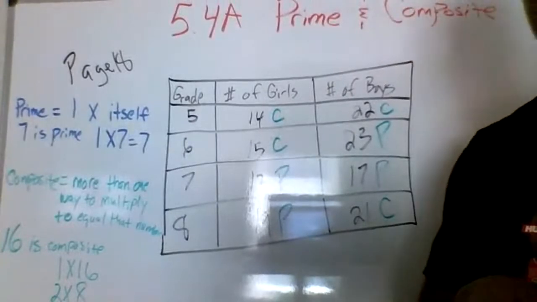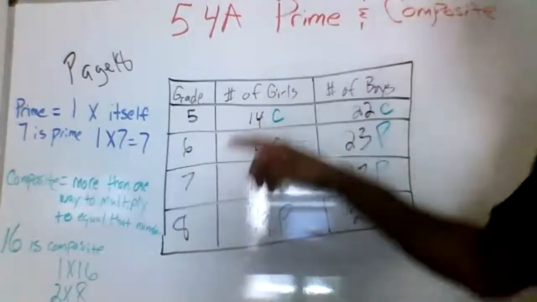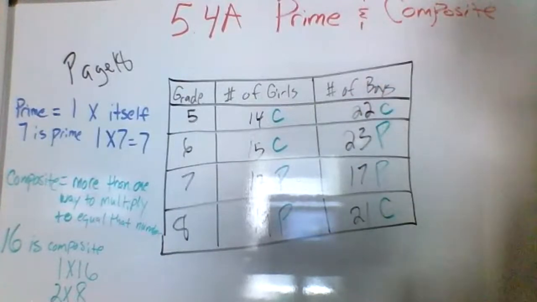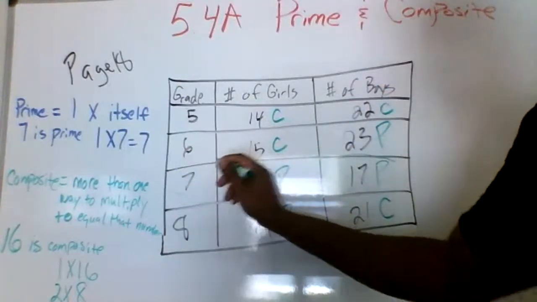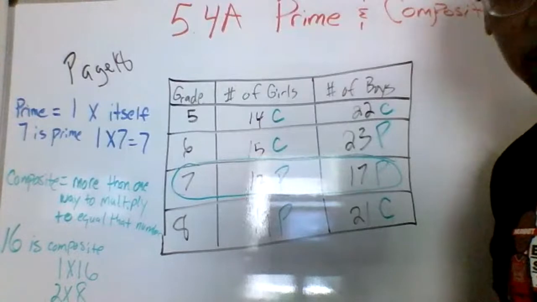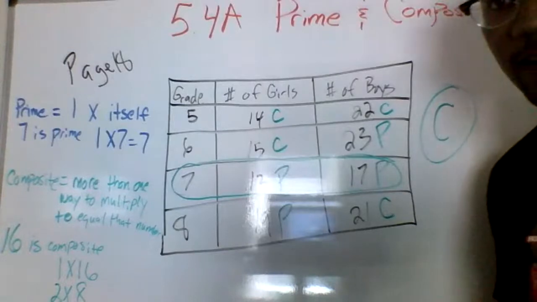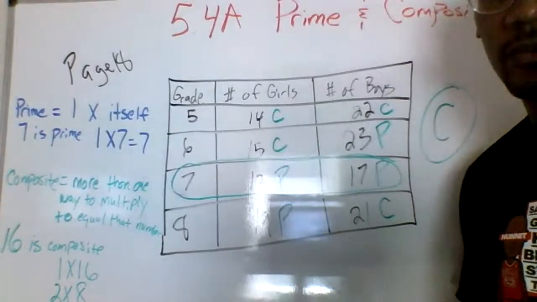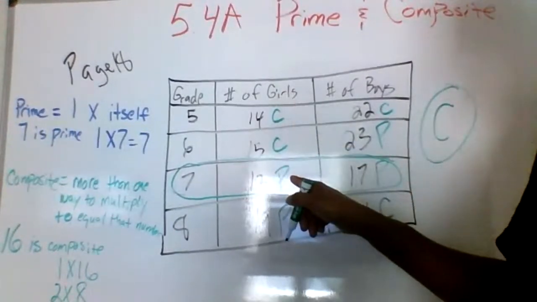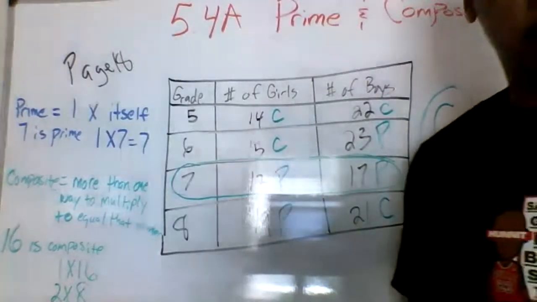Now your question says which grade had a prime number of girls and a prime number of boys. So girls should be a P and boys should be a P, which means seventh grade has a prime number of both, which means the answer is C. Good, Yesel, Yesel put the letter C in there. Because the number of girls is prime and the number of boys is prime, the answer is seventh grade, which is C on your answer choice.